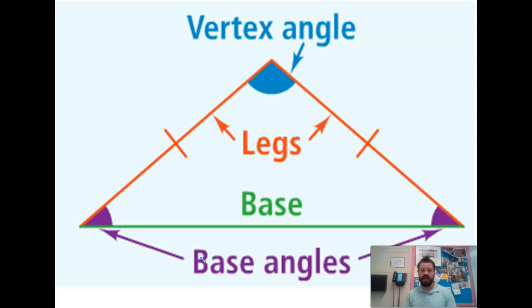We'll say that the angles that attach the legs to the base will be the base angles, and the third angle will be the vertex angle. The big thing is the legs and the base angles, the angles across from the congruent legs, will be the ones we talk about moving forward.